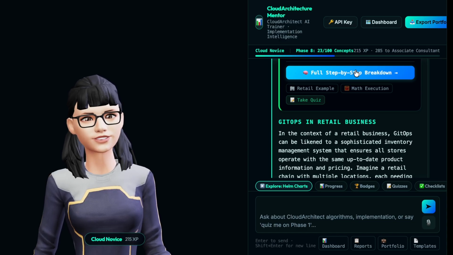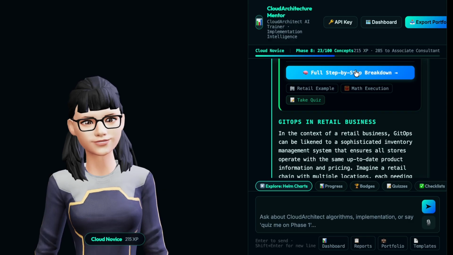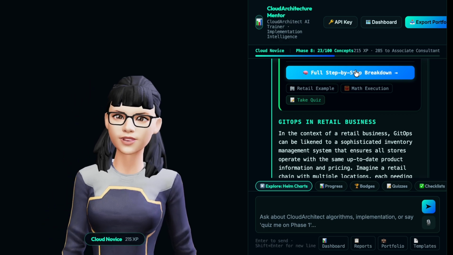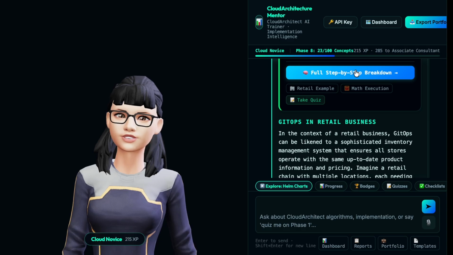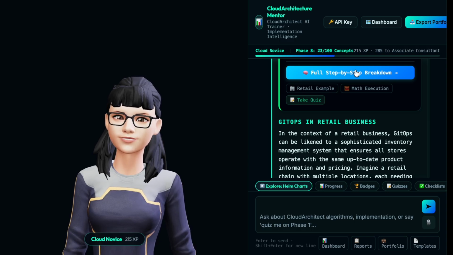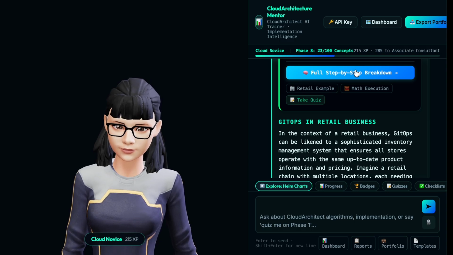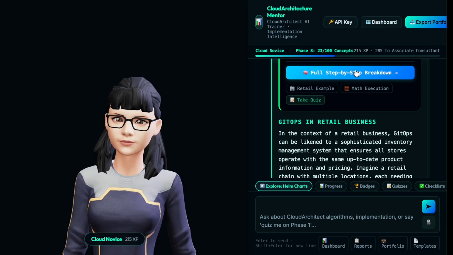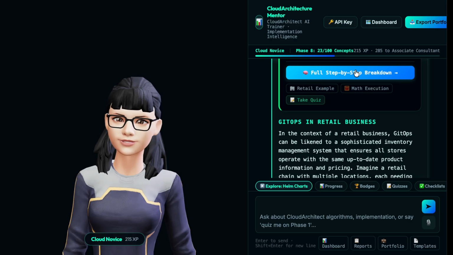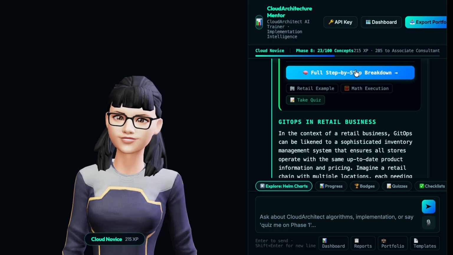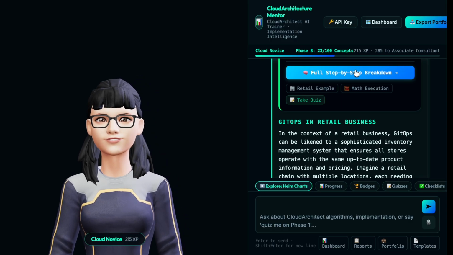Automated synchronization. Similar to how Argo CD automatically synchronizes the state of Kubernetes applications with their Git configurations, the retail inventory management system can automatically update each store's stock levels based on the central inventory. If a store sells 10 units of a product, the central system adjusts the inventory level accordingly, triggering restocking processes if necessary. 4.